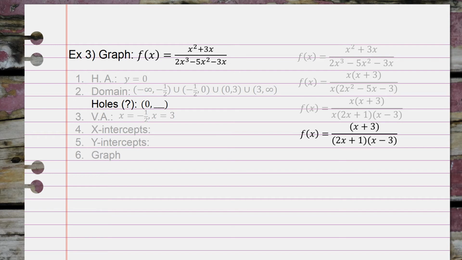Now that we have the reduced form, we can find the remaining part of our hole. Remember, to find the y value, you must plug in the specific x value into the reduced form. Well, for us, our x value is 0. So we plug a 0 into the reduced form and then we simplify. Take a moment now to simplify and see what you find for the y value. Hopefully you find when x is 0, y is negative 1. So your hole occurs at (0, negative 1).